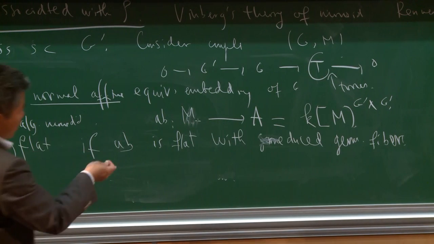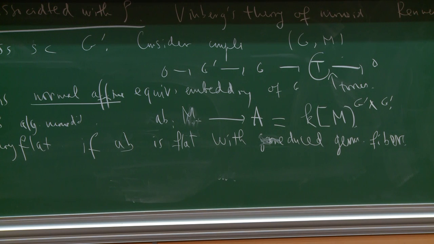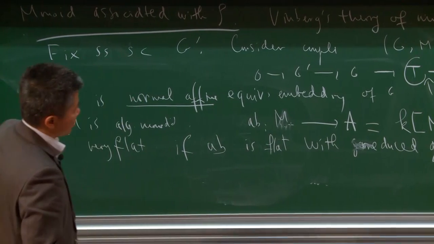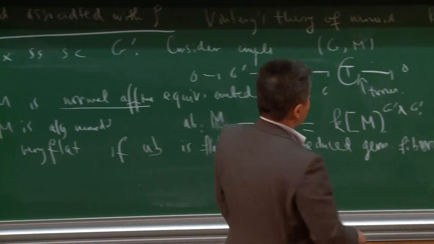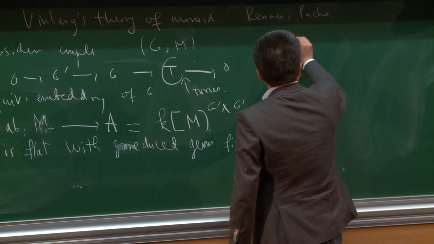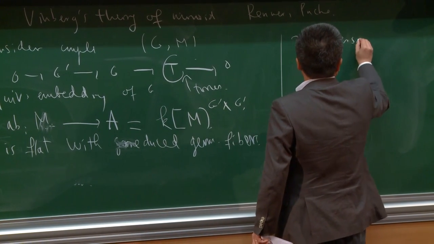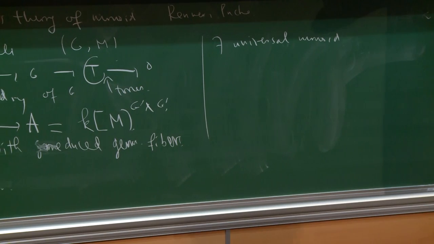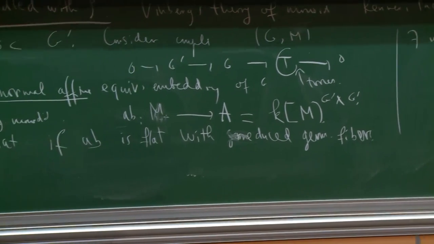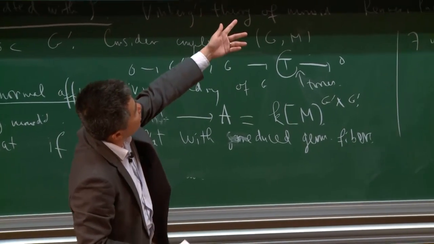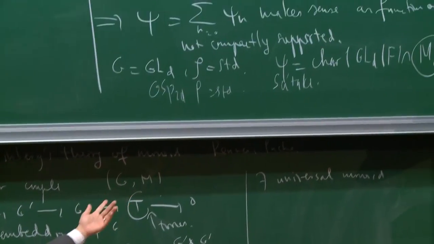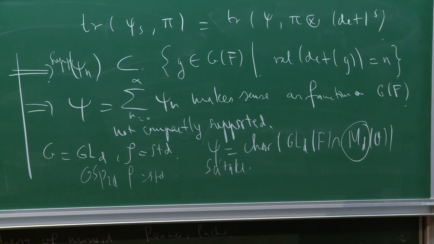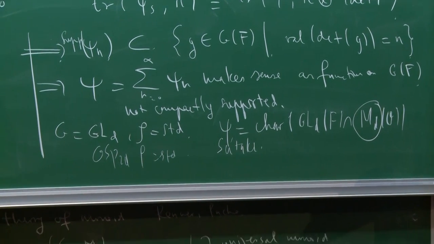And we restrict ourselves to this setting, so you only look at monoids for which the abelianization is very flat. And in this case, Vinberg proved that there is a universal monoid. We might think that in GL_n the universal one should be the matrices. That's not true, it's more complicated. For GL_2, it's just the matrices, but in general it's more complicated. It's related to the wonderful compactification of the semi-simple group, for example.